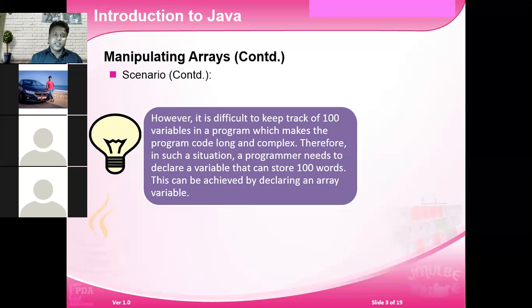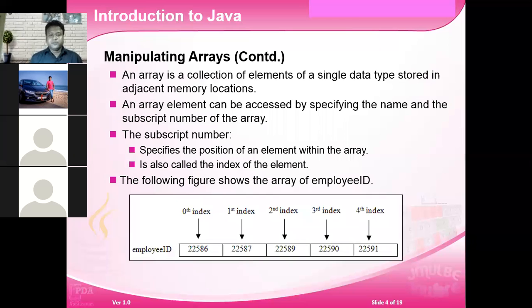So without defining the 100 variables, I have to define one memory location and store 100 values, but they must have the same data type. So for that reason it is saying that an array is a collection of elements of a single data type that are stored in adjacent memory allocation.